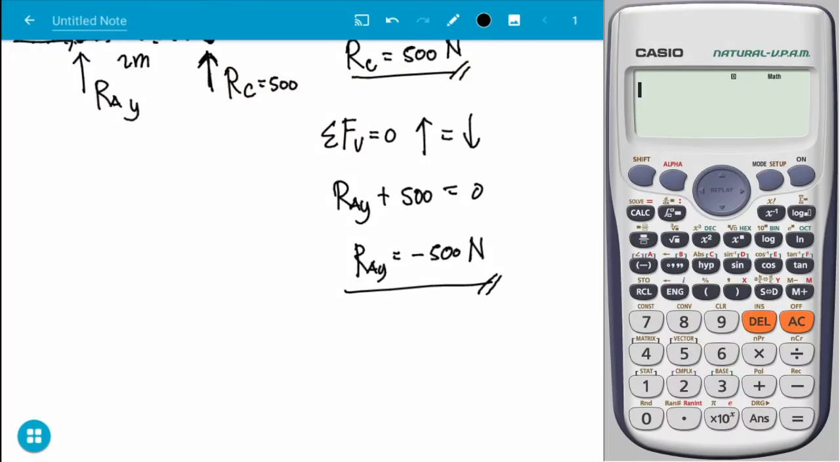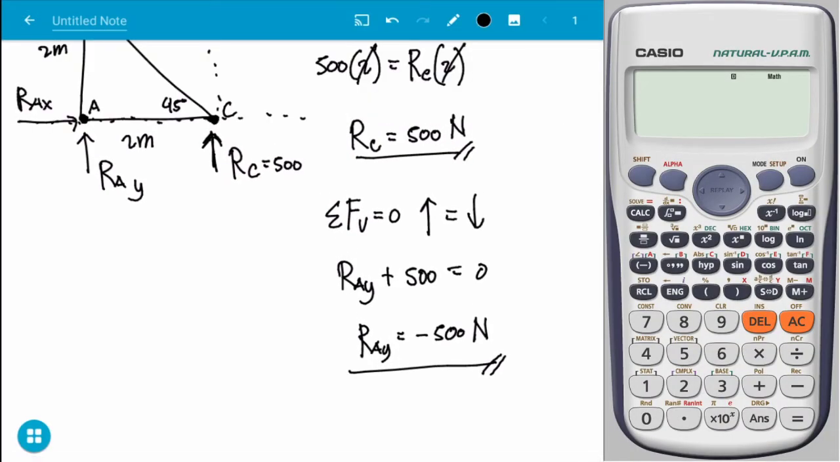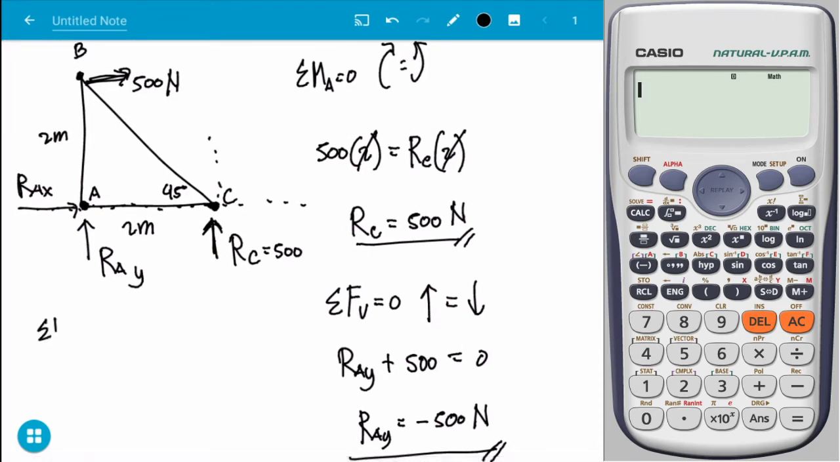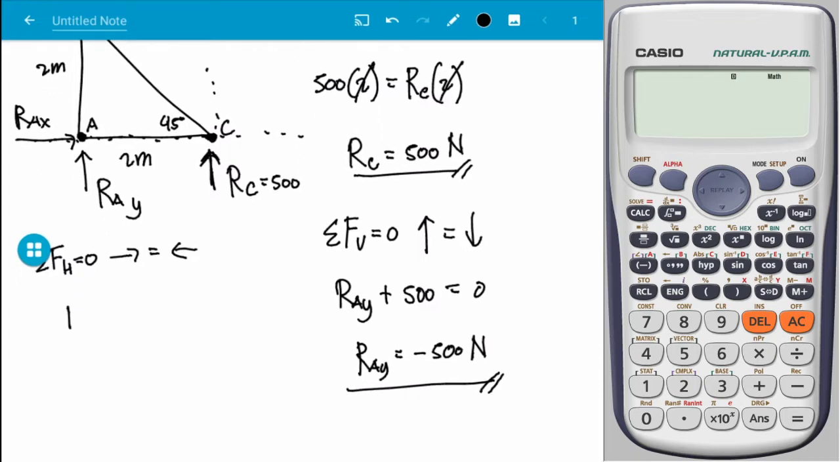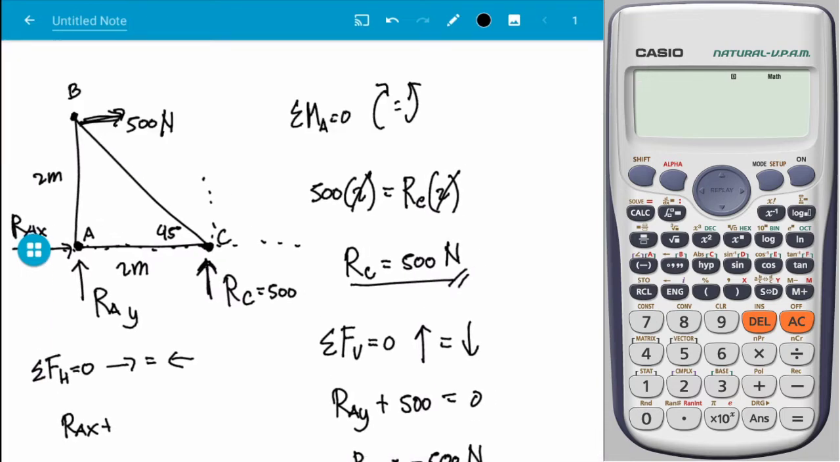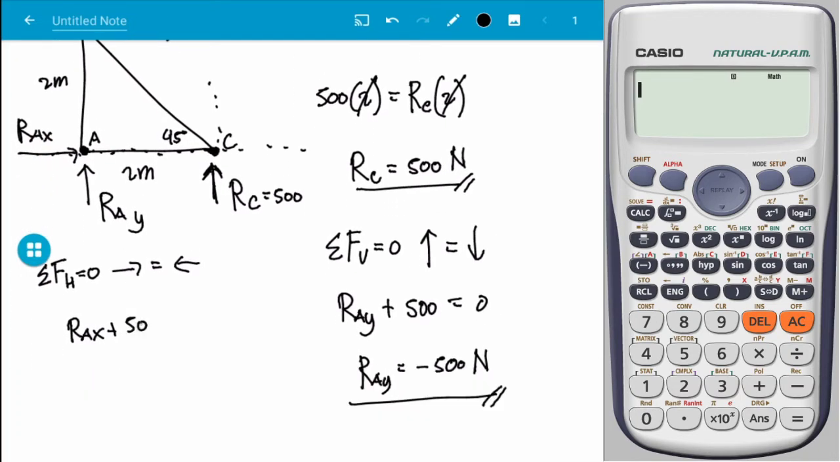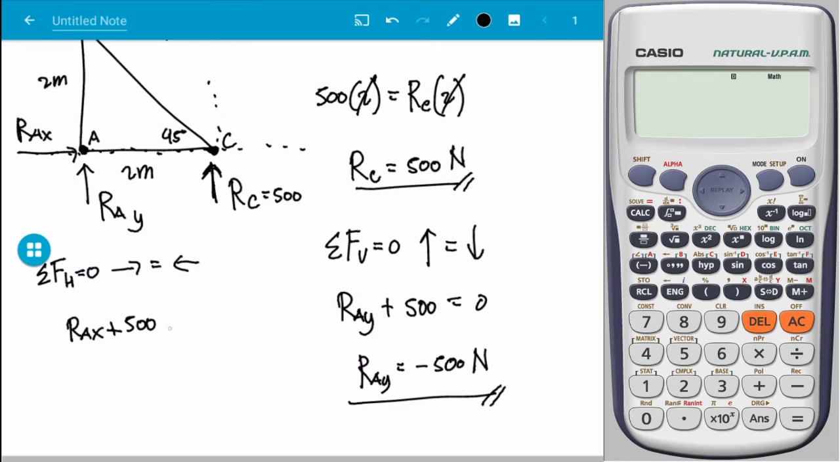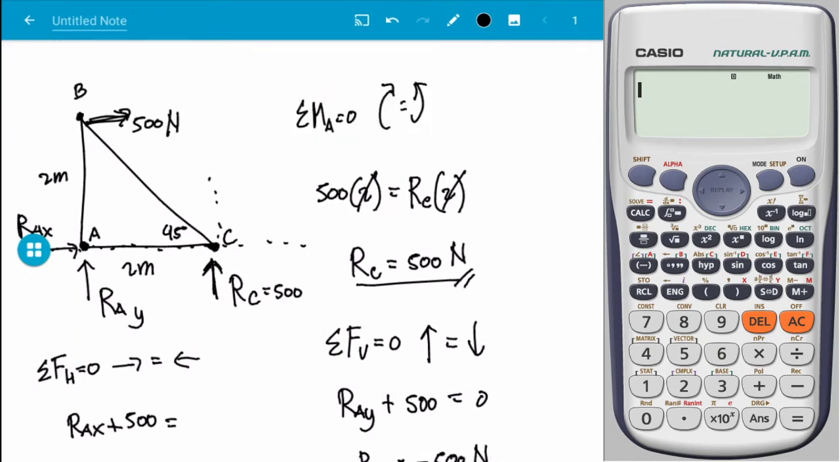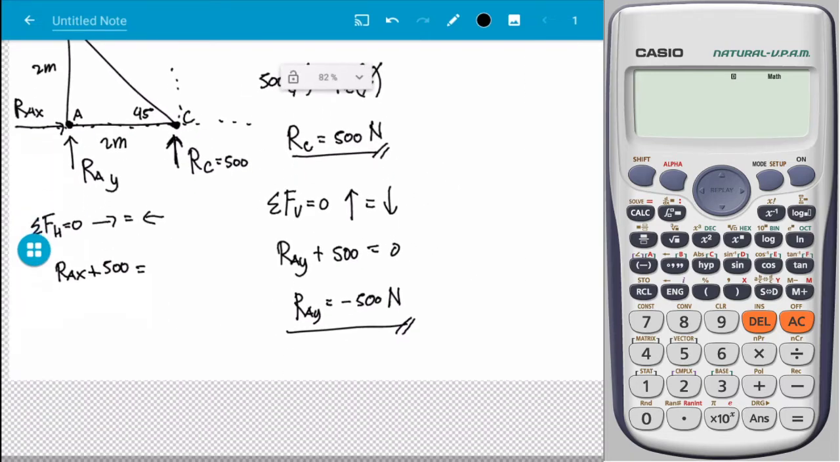So negative 500. Now, I think after nyan, nakuha na natin yung dalawang reactions. Pwede na natin kunin yung RAX. So, I think obvious naman, no? RAX, summation of forces horizontal is equal to 0. To the right is equals to the left. Now, ang forces to the right, obviously, we have dalawa. We have the RAX. Okay? And then plus, yung isa, to the right din kasi yung 500. Okay? 500. Now, yung to the left natin, unfortunately, wala, no? So, 0. Okay?